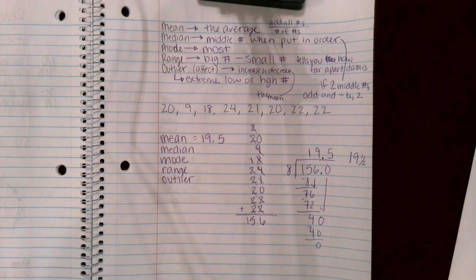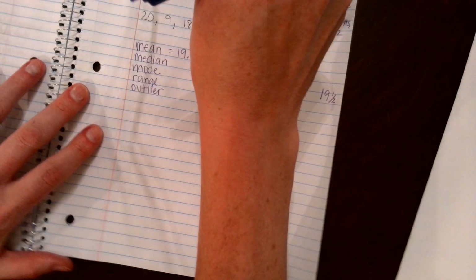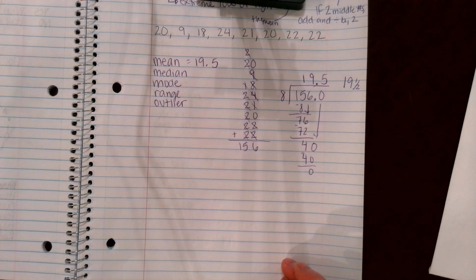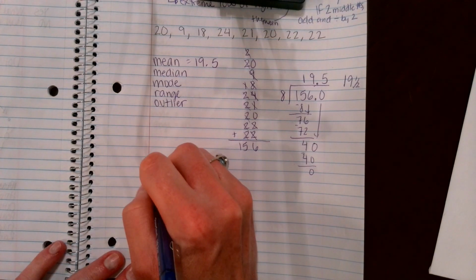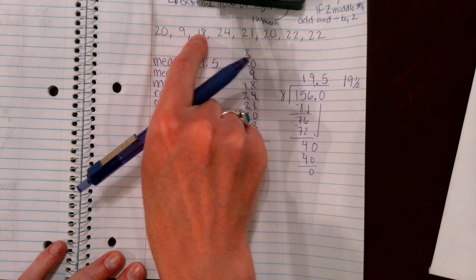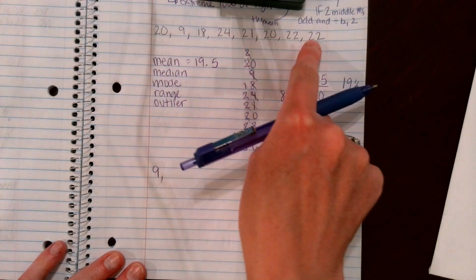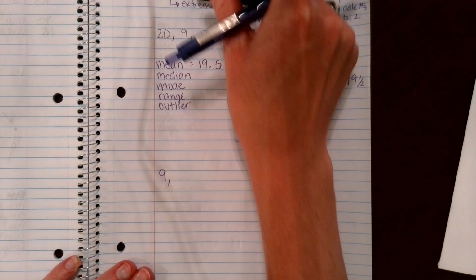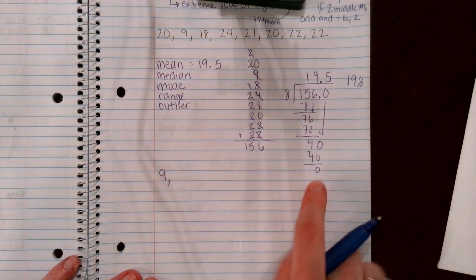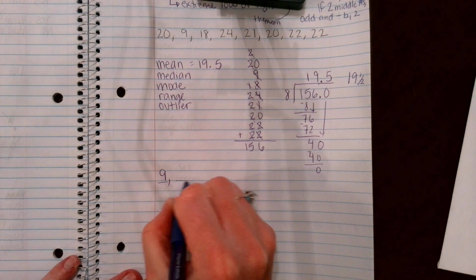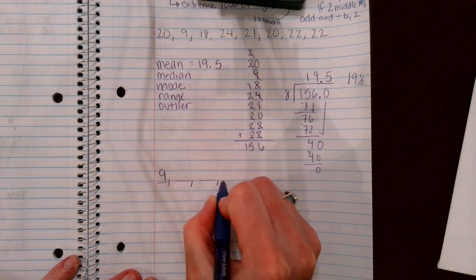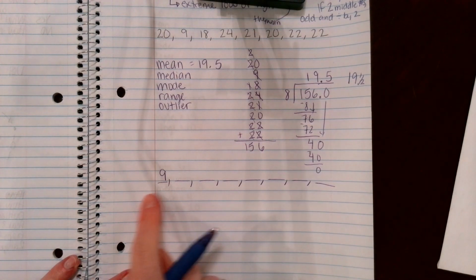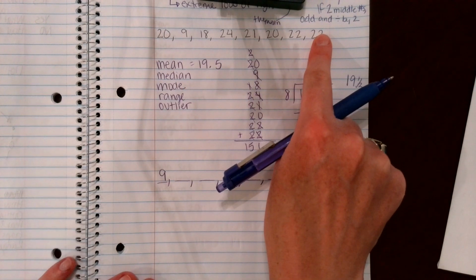All right, for the median, you need to put them in order from least to greatest. Or greatest to least. You just have to put them in order. So let's go ahead and do that. Now I have 1, 2, 3, 4, 5, 6, 7, 8 numbers in my data set. So I need to make sure that when I put them in order, I have 8 numbers listed here. Maybe I even want to put lines so I can make sure that I have 8 numbers. 5, 6, 7, and 8. So I have 8 numbers here because I have 8 numbers in my data set.